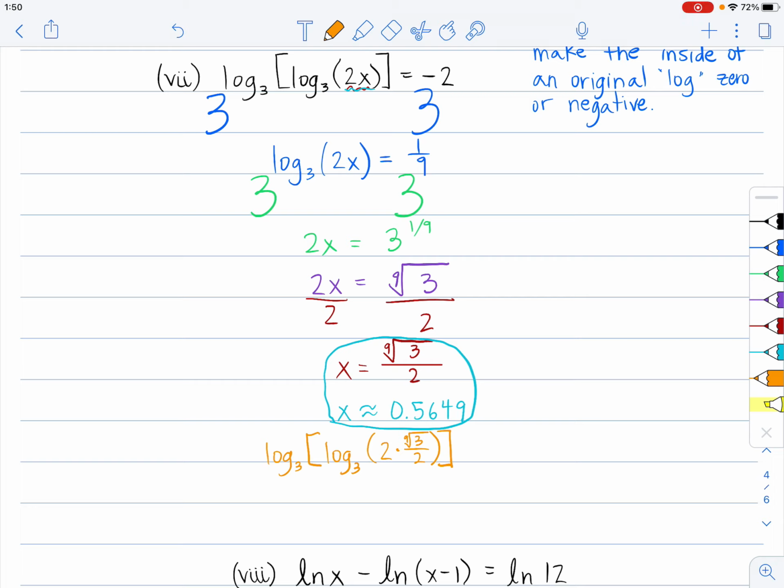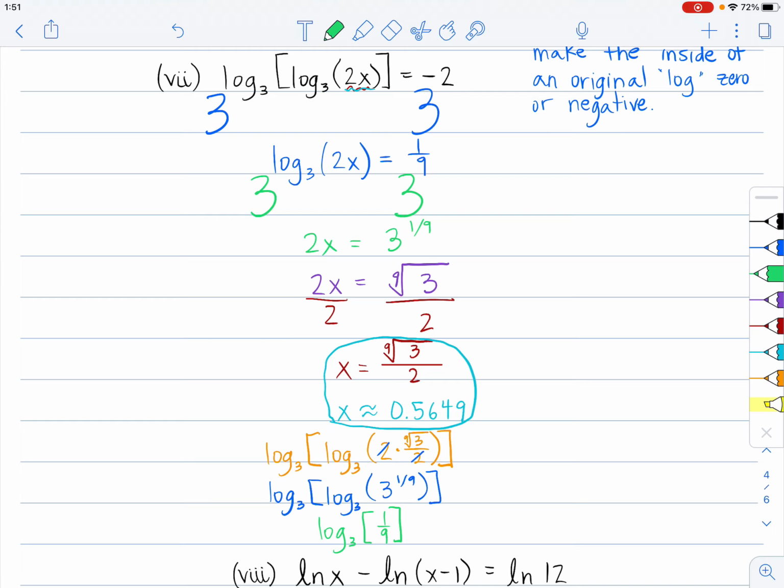What I'm looking at, does it make the inside of an original log 0 or negative? So these 2's cancel. And I am taking the log base 3 of 3 to the 1/9. Log base 3 of 3 to the 1/9, log base 3 of 3 cancels and 1/9 falls out. Am I allowed to log base 3 of 1/9? Absolutely. Is the inside of an original log 0 or negative? No, which is why we keep our answer.